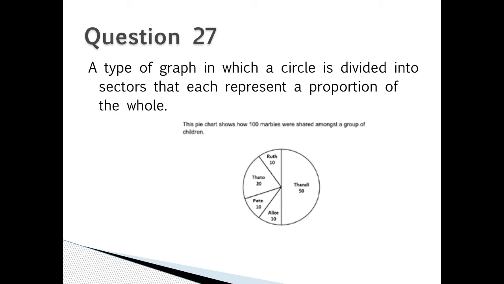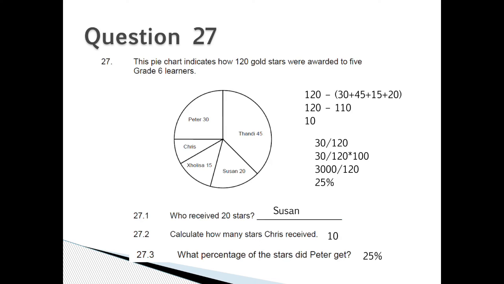A pie chart is a type of chart in which a circle is divided into sectors and each represents a portion of the whole. In this pie chart, there were 120 gold stars that were awarded. We know Peter got 30, Tandy got 45, Susan got 20, and Golisa got 15. So therefore, we can work out how many Chris got by saying 120 minus what everybody else got. 27.1. Susan received 20 stars. Chris would have received 10 stars. And the percentage of the stars that Peter got was 1/4 or 25%.